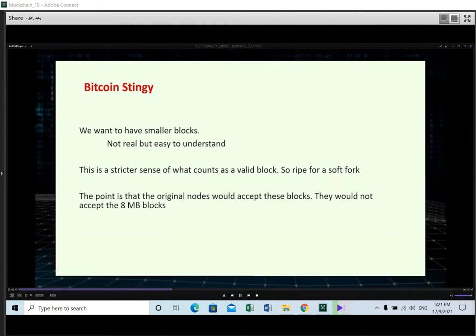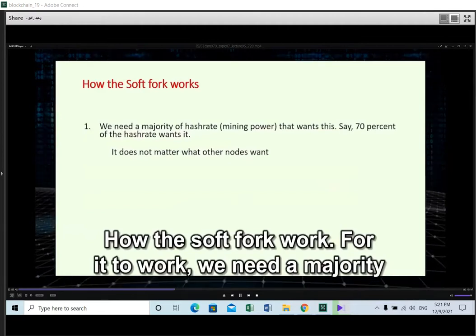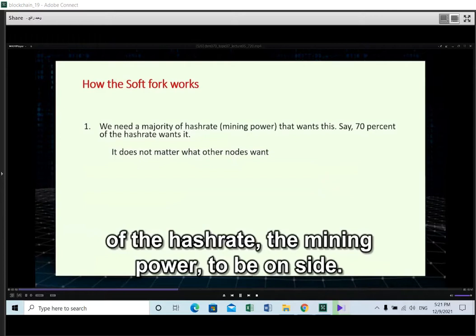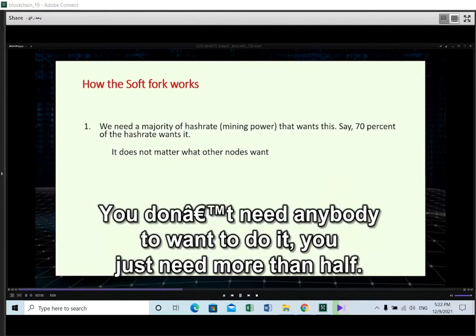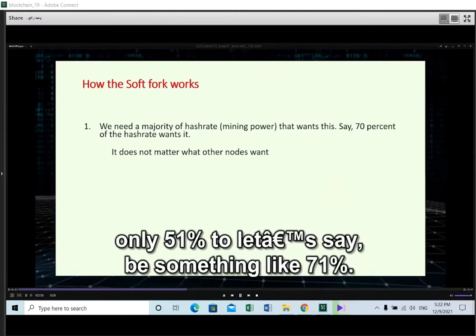Okay. So how does the soft fork work? Well, for it to work, we need a majority of the hash rate, the mining power, to be on side. So say we have 70% or something want to do this. You don't need everybody to want to do it. You just need more than half. It might take a while to actually work if it's only 51%. So let's say it's something like 71%.